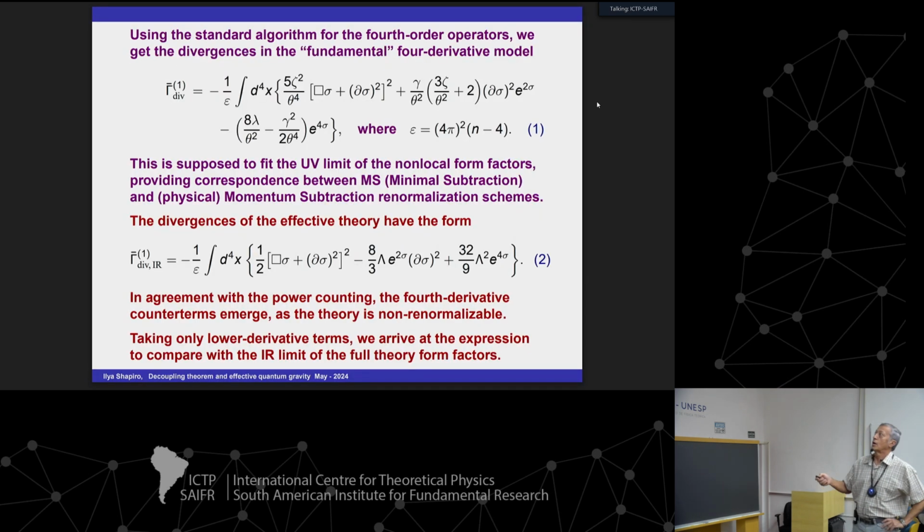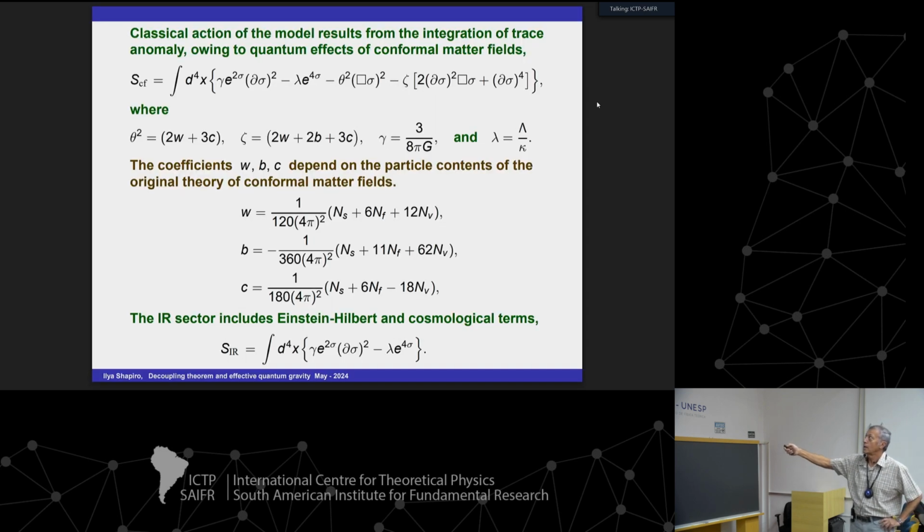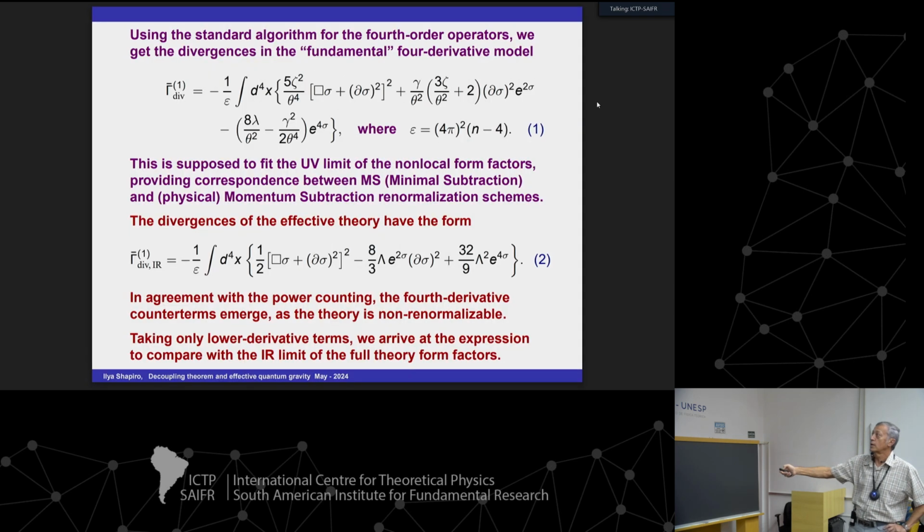So the first step is to calculate one-loop divergences. It's simple. Heat kernel calculation can be done easily. And this is the result for the fundamental theory, okay? And this is the result for the infrared theory.